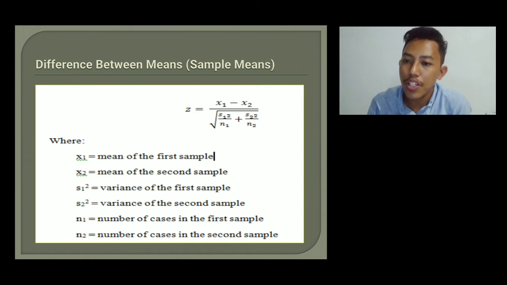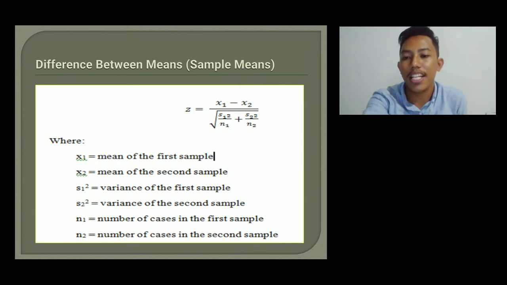The next one is the difference between means, or the sample means. By following this equation, we can solve this problem. So z is equal to x sub 1 minus x sub 2 over the square root of s sub 1 squared over n sub 1 plus s sub 2 squared over n sub 2. Our x sub 1 here is the mean of the first sample. The x sub 2 is the mean of the second sample. Our s sub 1 squared is the variance of the first sample, and s sub 2 squared is the variance of the second sample. N sub 1 is the number of cases in the first sample, and n sub 2 is the number of cases in the second sample.